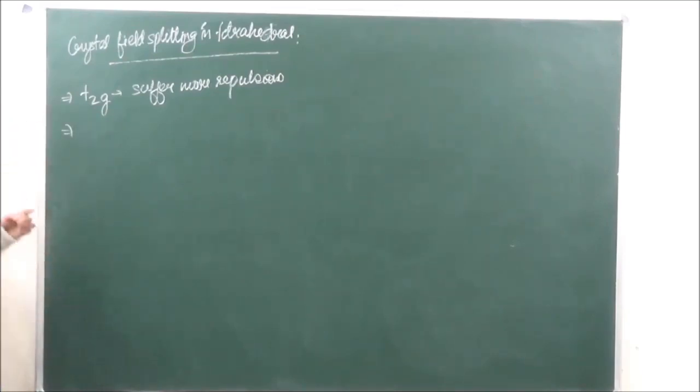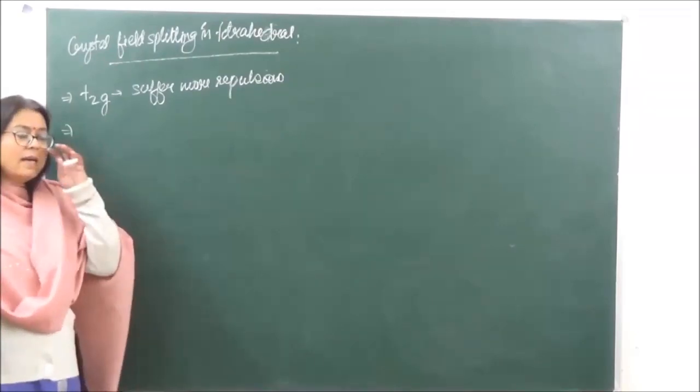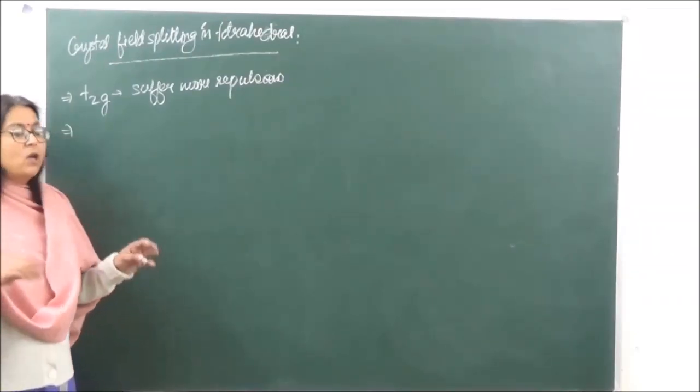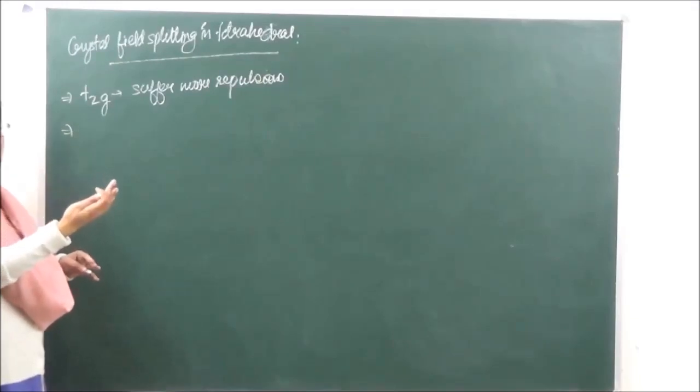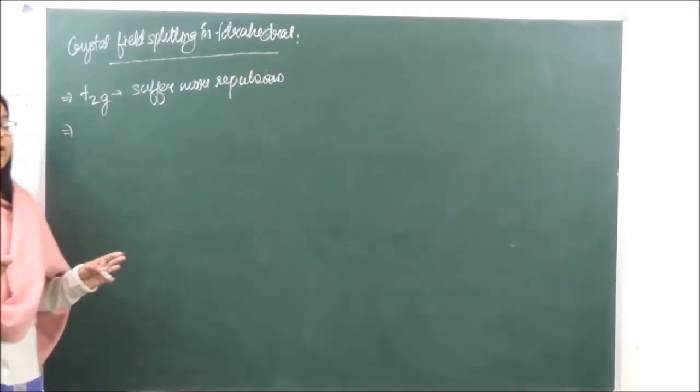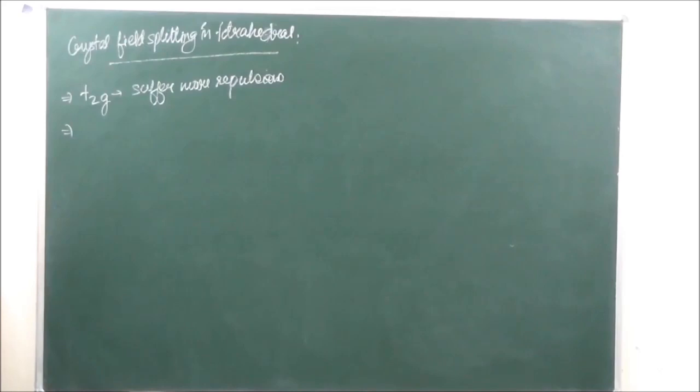So it's going to be opposite. In that case, what was happening? Eg was at a higher energy level and T2g was at a lower energy level. Over here, T2g is going to be at a higher energy level and Eg is going to be at a lower energy level, right?